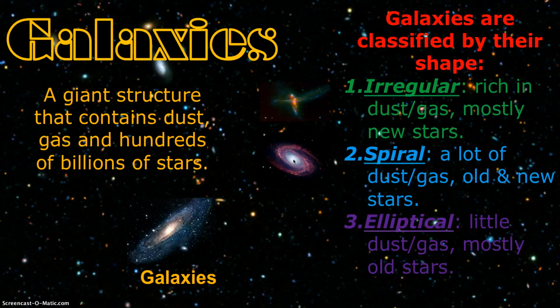So galaxies really are formed from the inside out. You'll find your older stars in the middle, and as you move to the outside of the galaxies, the stars become younger and younger and younger and younger.